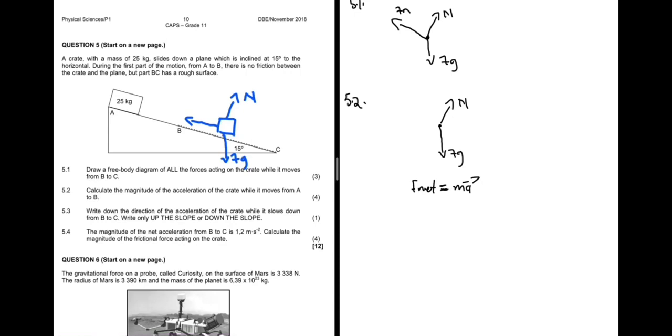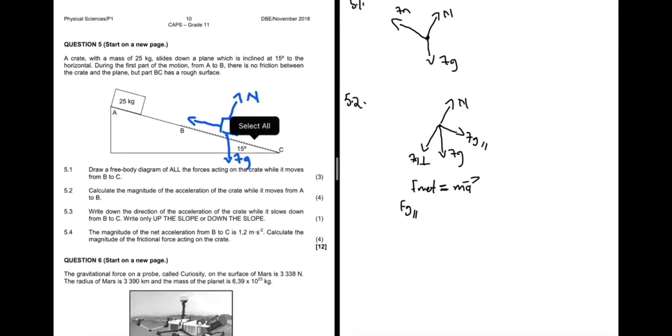But as you can see on this body of ours, we only have one force acting on the body, which is FG parallel, because for FG, we're going to have FG parallel and FG perpendicular. So in place of F net, we're just going to say FG parallel. If we had friction, then we're going to say minus friction. And maybe if we had another box connected to that box, we're also going to have minus tension.